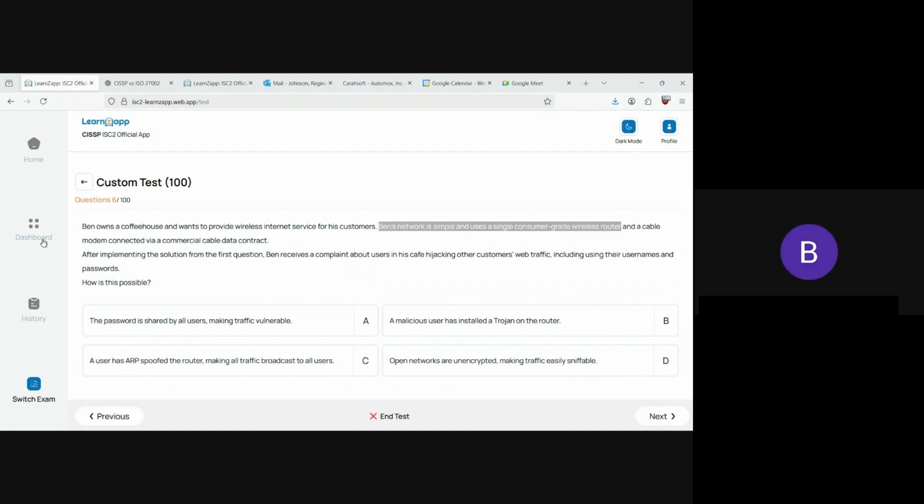Okay. So we all agree that just because you have the password shared doesn't mean you can sniff everyone's traffic. No, the option would be D. I'm going to select D. We'll see. All right, good to go.